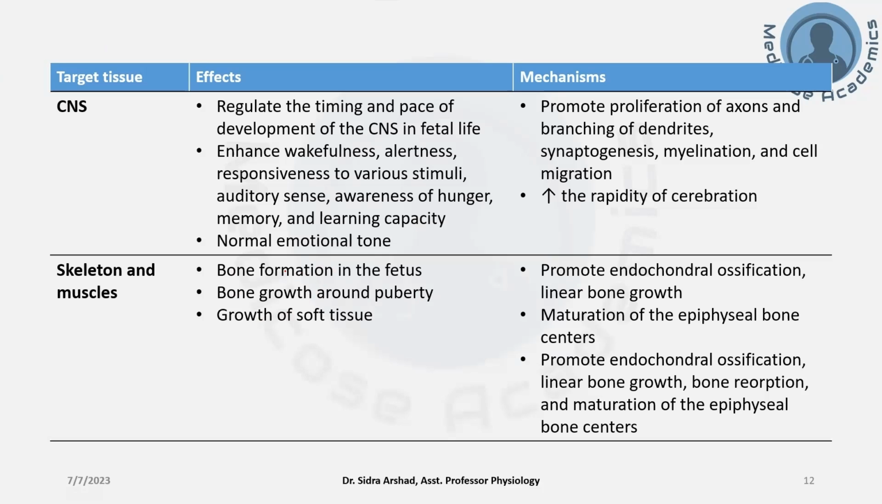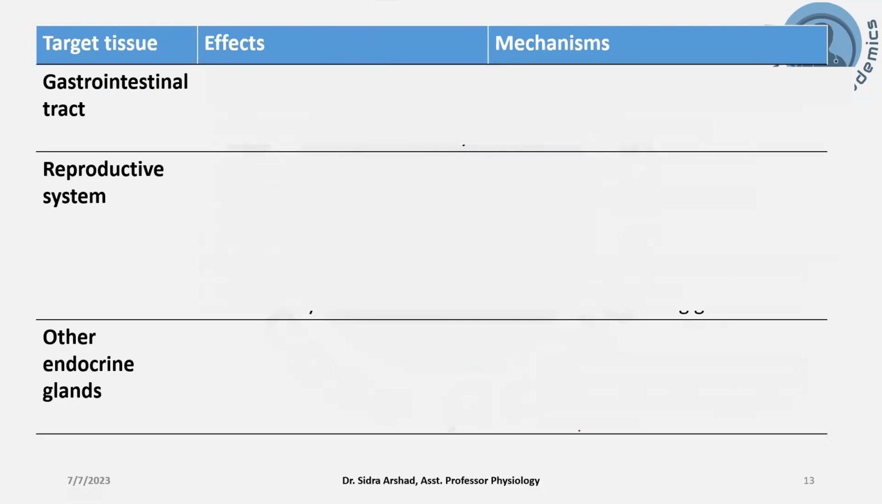How do these actions occur? The thyroid hormones promote endochondral ossification and linear bone growth. They cause maturation of the epiphyseal bone centers, and together with the estrogen, they bring about the closure of the epiphysis around puberty. They promote endochondral ossification, linear bone growth, bone resorption, and maturation of the epiphyseal bone centers.